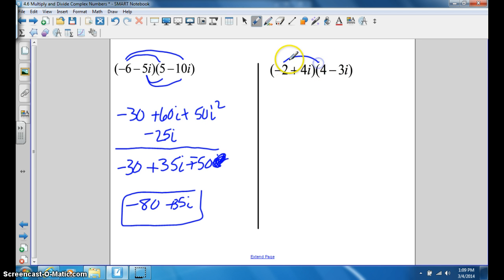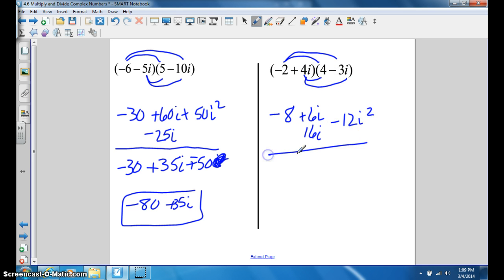All right, and last one for FOIL distributing. So we have -2 times 4, which is -8. -2 times -3i is positive 6i. And 4 times 4 is 16. And 4 times negative 3 is negative 12i squared. So collect like terms.